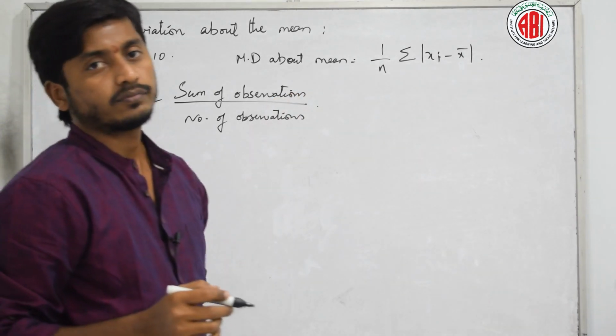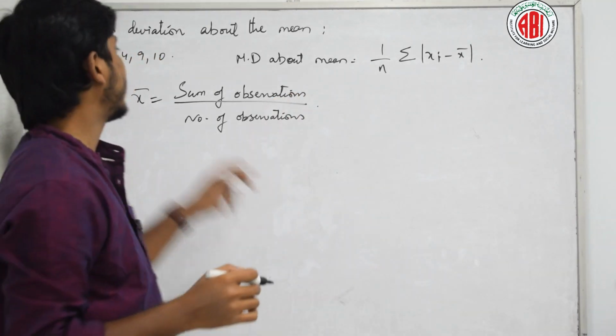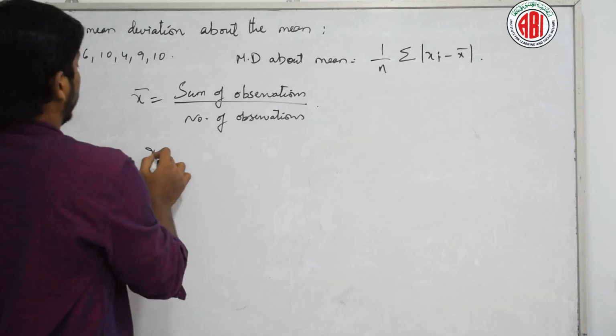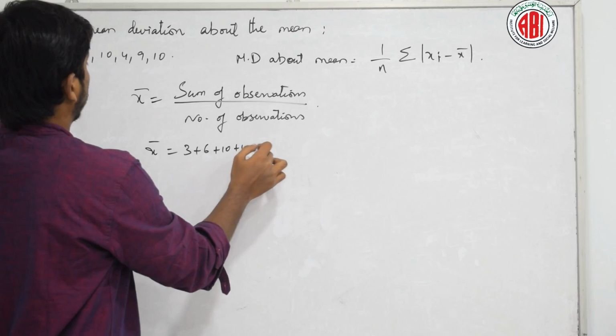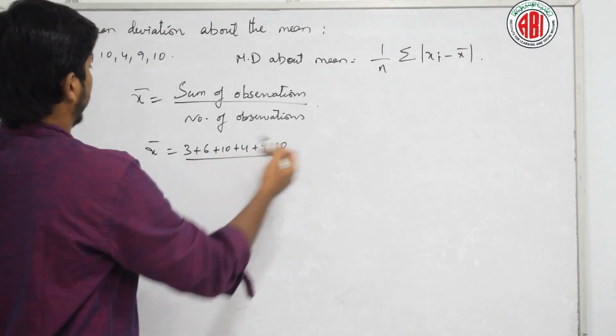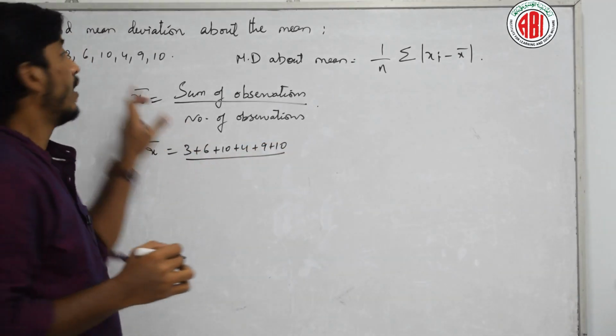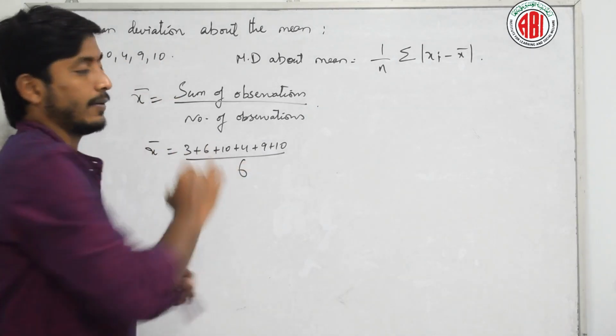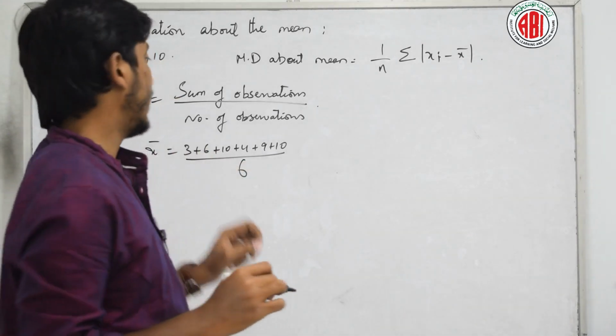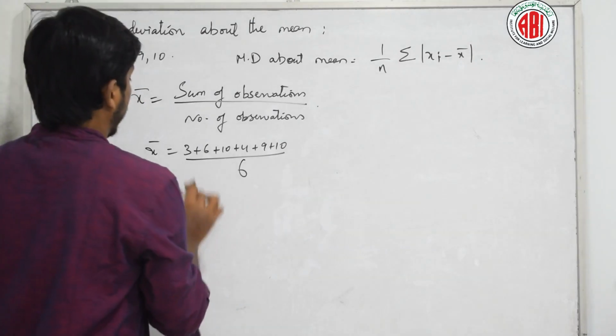Is it clear? So how do we find the mean? Let us add all those now. Mean is 3 plus 6 plus 10 plus 4 plus 9 plus 10 divided by how many numbers are there? 1, 2, 3, 4, 5 and 6 numbers. Is it right? So let us add everything. What do we get now?